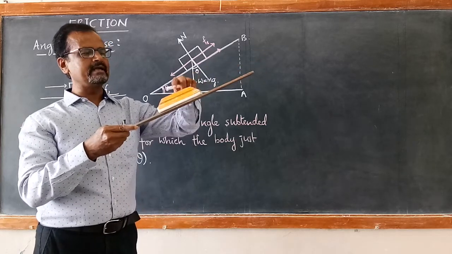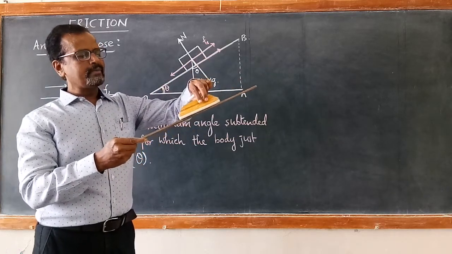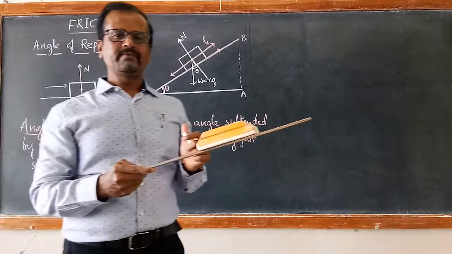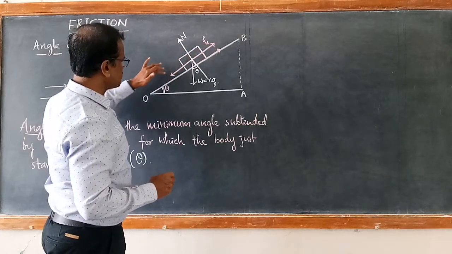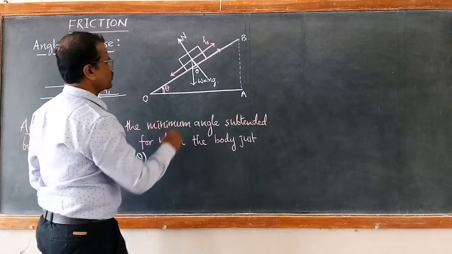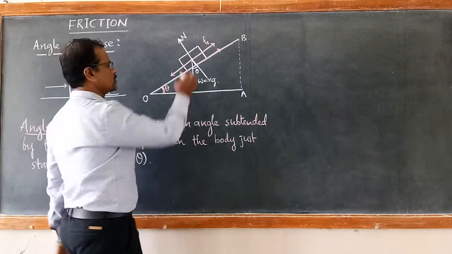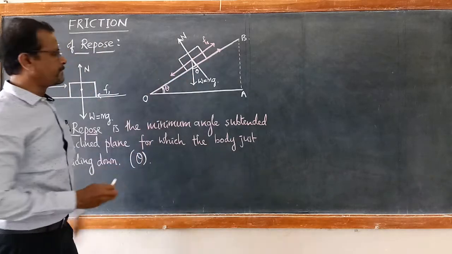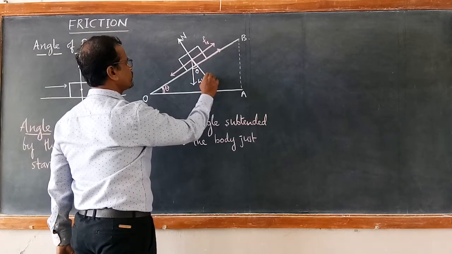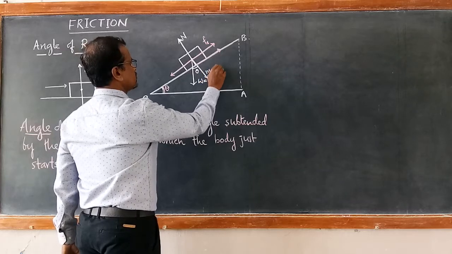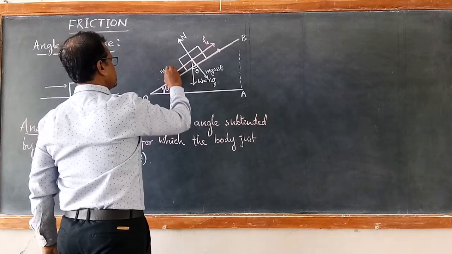At this angle it is sliding, which means this force which is tending to move the body must be equal to the limiting value of static friction. This Fs must be Fs max, then the body just starts sliding down. If this is the angle theta, this angle is also going to be theta geometrically, so the normal also turns by the same angle theta. So I can draw the components of this weight now: mg cos theta along this line and mg sin theta along this line.